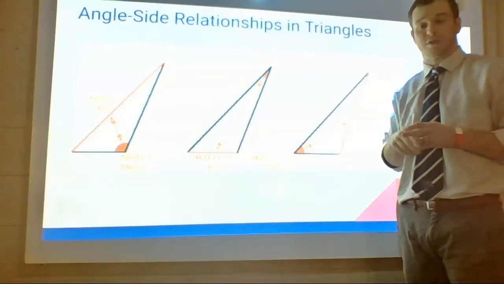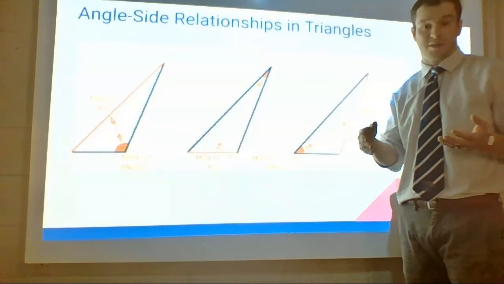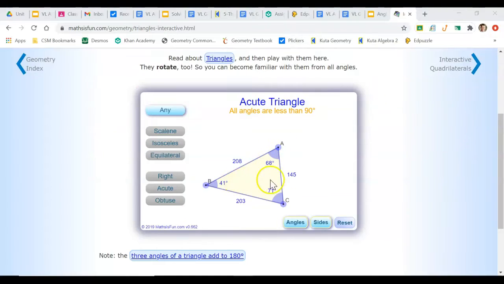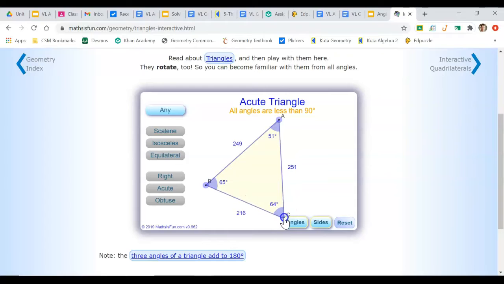And now I'm about to show you something else that will help you make sense of this a little bit further. So check this out. Side AC is opposite of angle B, right? So when I increase the length of AC, look at angle B increasing. When I make AC longer, angle B increases.